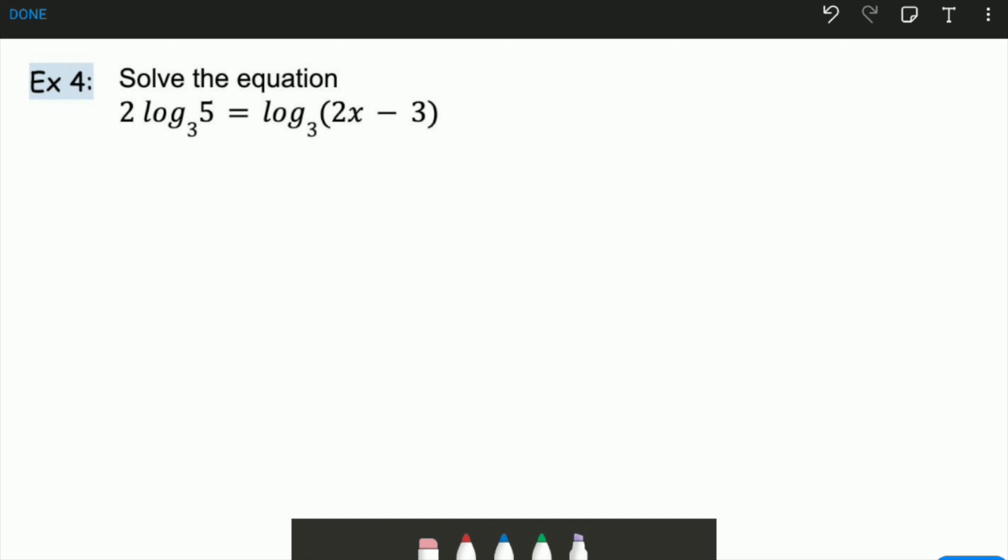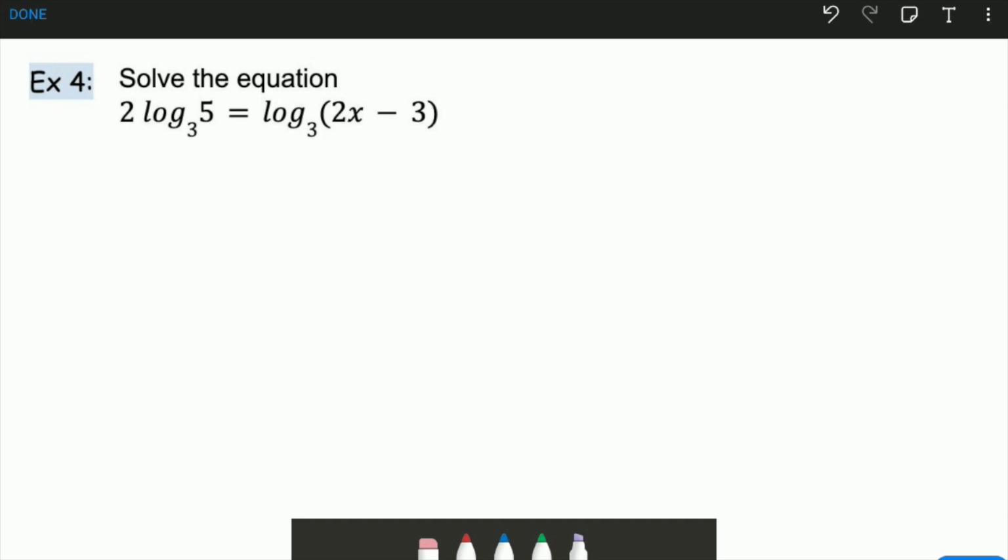Okay, in this example, we're going to be solving the equation 2 log base 3 of 5 equals log base 3 of 2x minus, log base 3 of, in parentheses, 2x minus 3. Now, this equation has two separate logarithms in it. A general approach to an equation with two separate logarithms in it is one of two things. One thing would be to get one logarithm on each side. The other is to get logarithms on one side and anything outside on the other side of the equation, depending on the situation, which one you want to go with.